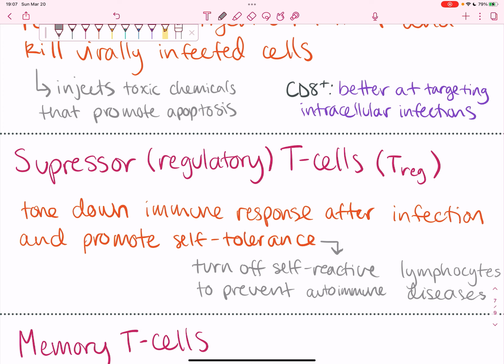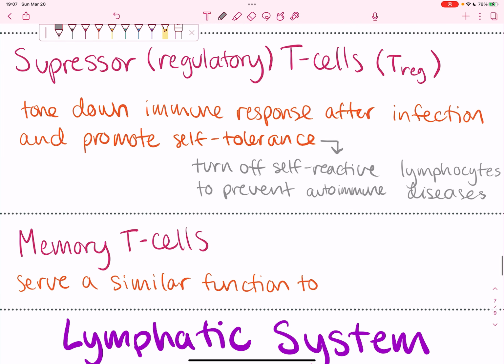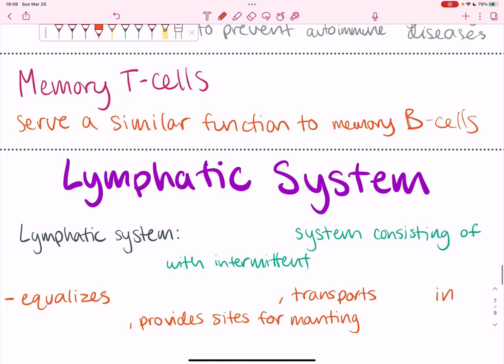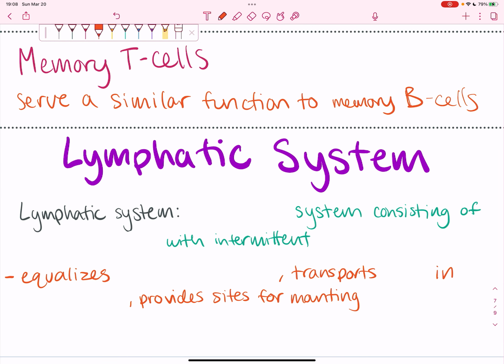Yeah, so if you have something wrong with your regulatory T cells, you're likely to develop an autoimmune disease. Okay. Last on this list is memory T cells, which serve a similar function to memory B cells. And again, I will get into that very soon. We're just going to briefly cover the lymphatic system.